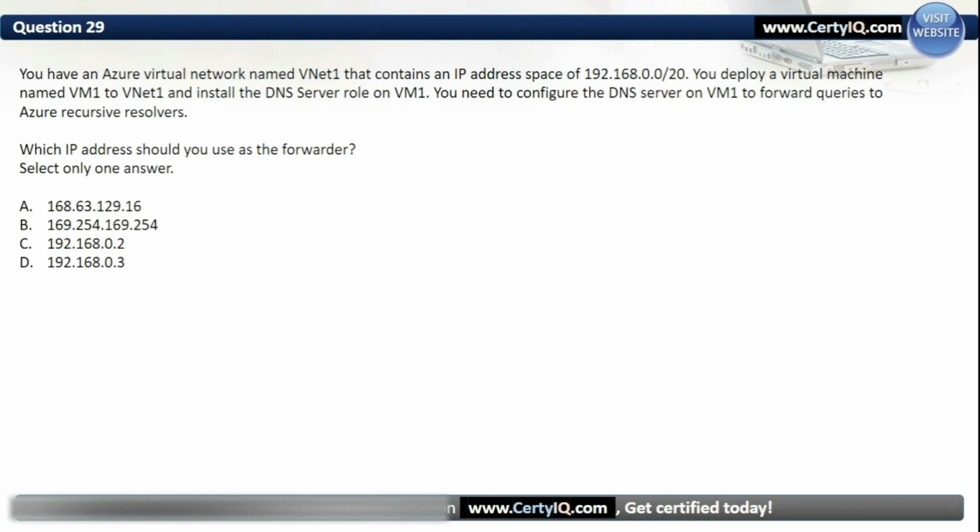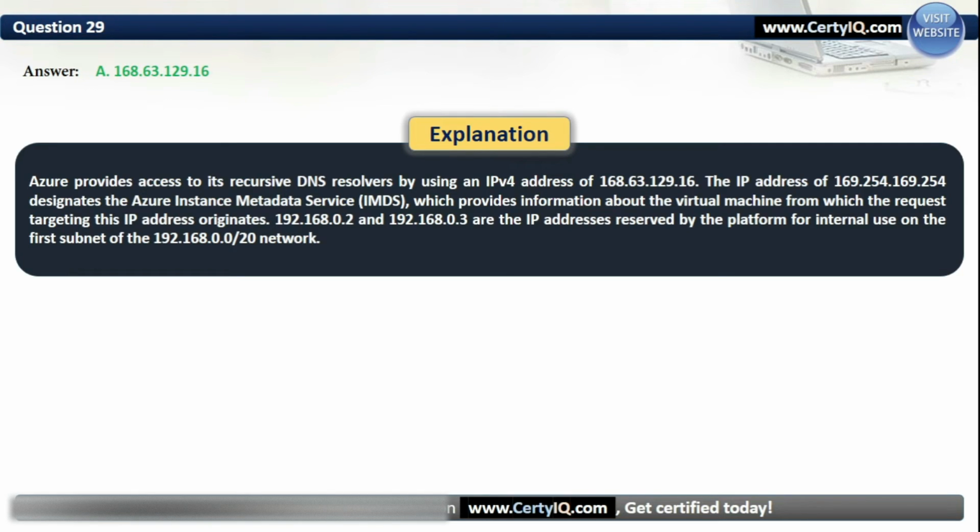168.63.129.16. Azure provides access to its recursive DNS resolvers by using an IPv4 address of 168.63.129.16. The IP address of 169.254.169.254 designates the Azure Instance Metadata Service, which provides information about the virtual machine from which the request targeting this IP address originates.